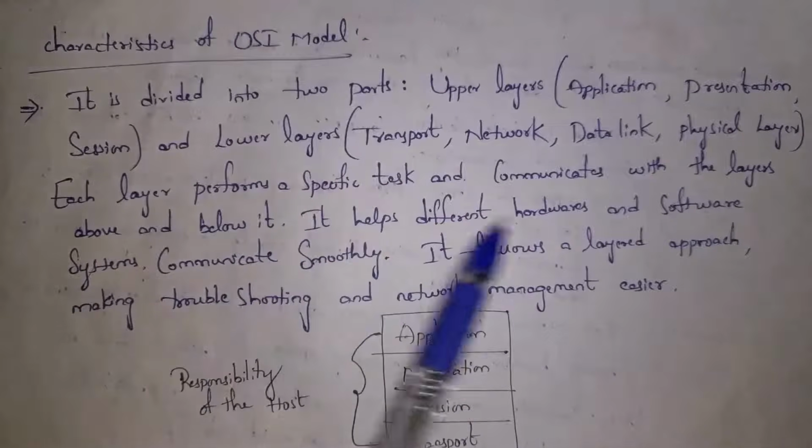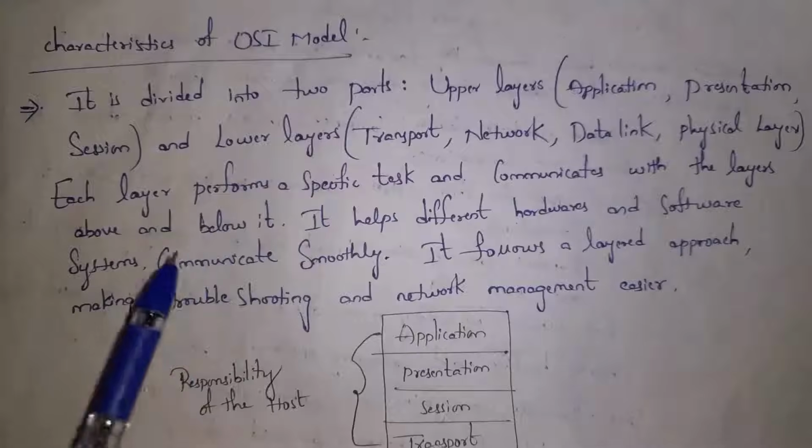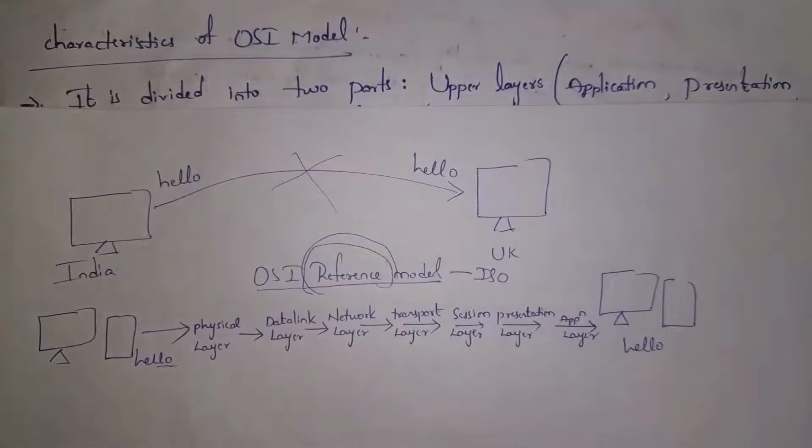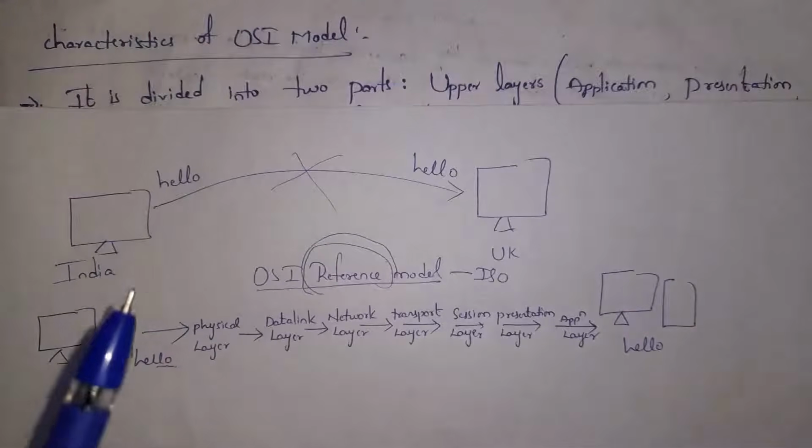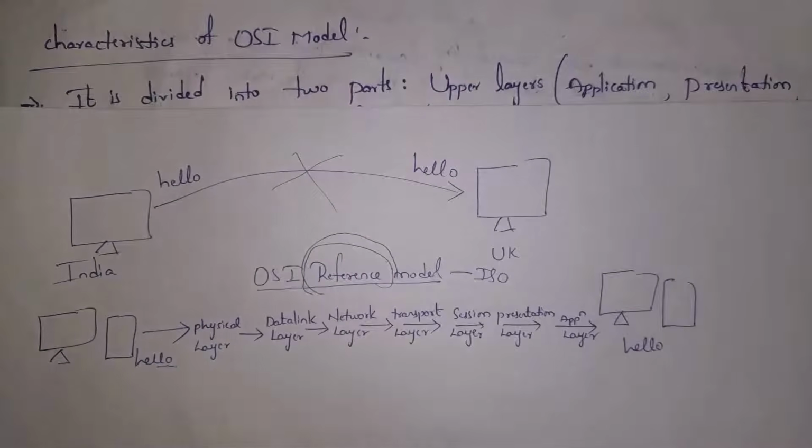The OSI model allows hardware and software systems to communicate smoothly. For example, I will send a message by using WhatsApp Web. WhatsApp Web is considered software. Whenever I send a message using WhatsApp Web, that message is transferred through various hardware devices like cables, routers, switches, etc. So by using the OSI model, hardware and software can both communicate with each other smoothly.